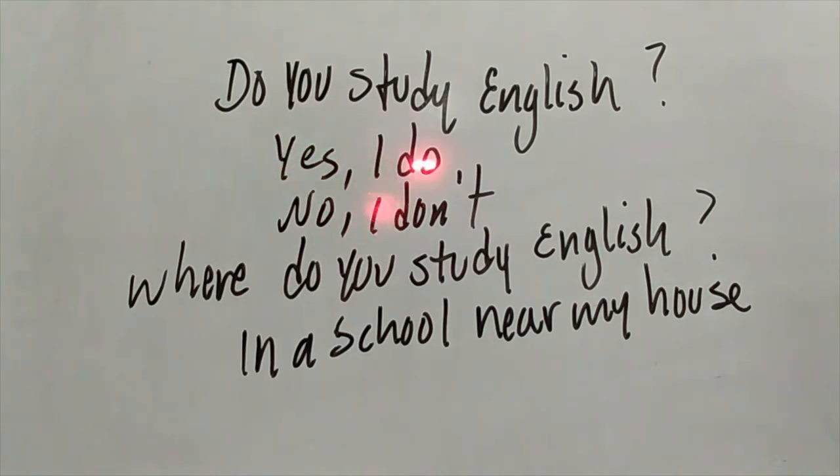And it says, yes, I do. No, I don't. Check the structure. The one that starts with this one is the auxiliary. And then we want to have the subject, the verb, and the kind of complement. This is just study English. And as you can see, in the other question that we had below, we have this one: do you study English?